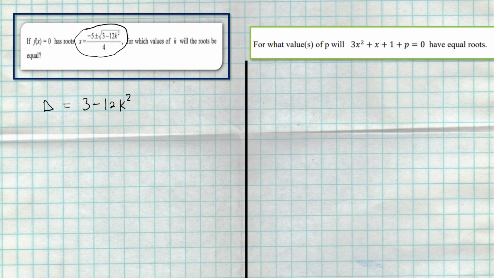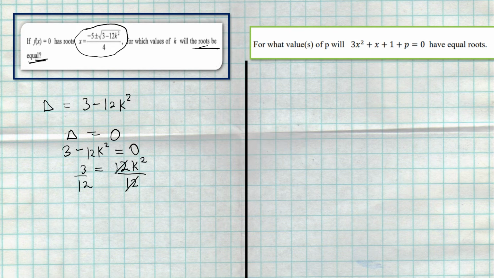But I need the values of k for which the roots will be equal. So for equal roots, we know that delta is equal to what? 0. Where there is delta, I can just substitute 3 minus 12k squared, and then solve for k. It's really simple in that sense. So I can take my minus 12k squared to the other side, then it will be 12k squared. Divide both sides by 12.